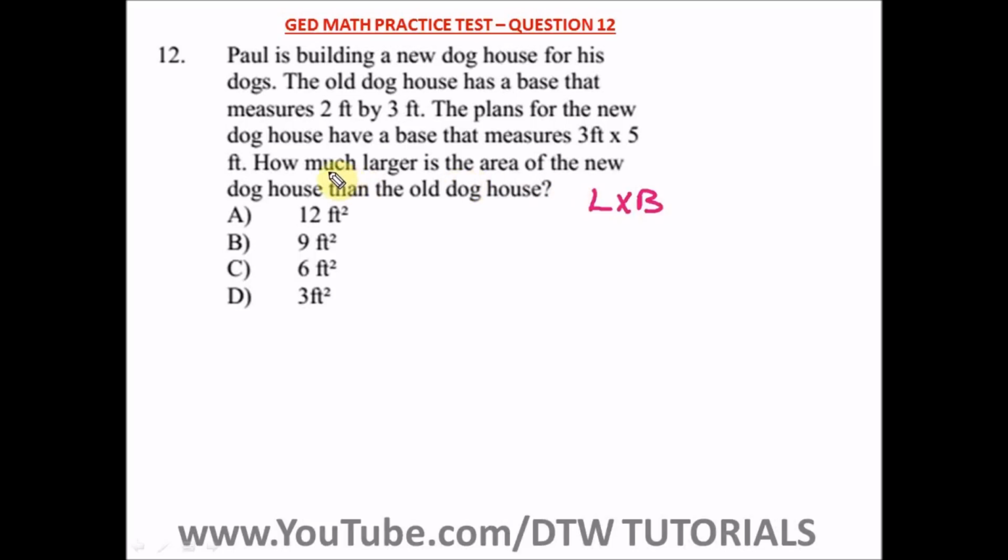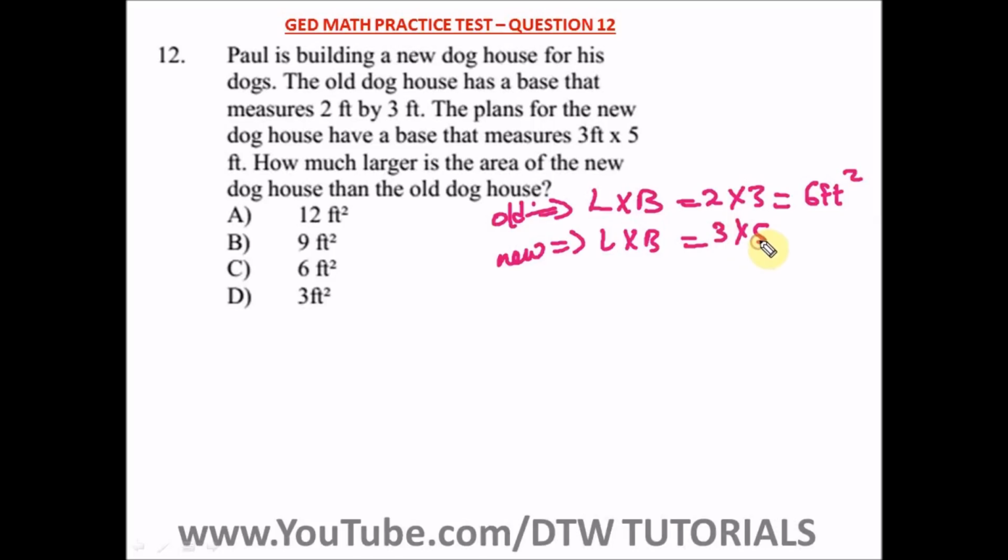Okay, so we're trying to look for the difference in the area of the new dog house from the old dog house. Now the old dog house is 2 feet by 3 feet. Let's say this is the old: 2 feet by 3 feet, that is 2 times 3, and this will give us 6 feet square. And the new, still length times breadth, that's the new plan for the dog house, is 3 feet times 5 feet, which is 15 feet square.